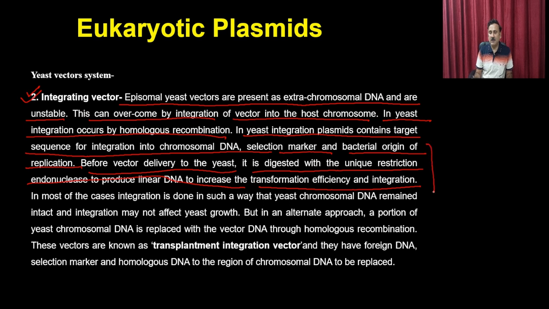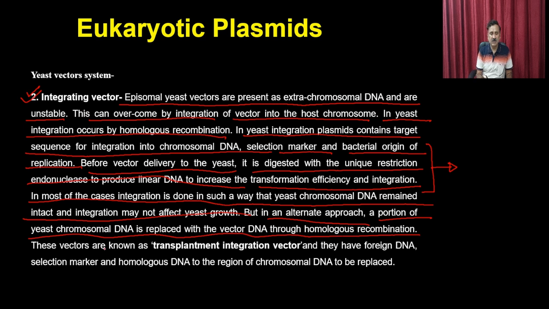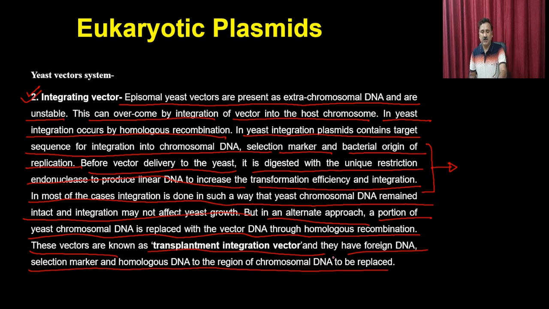This we are going to discuss when we discuss DNA delivery into the host. In most cases, the integration is done in such a way that the yeast chromosomal DNA remains intact and integration may not affect the yeast growth. But in an alternate approach, a portion of the yeast chromosomal DNA is replaced with the vector DNA through homologous recombination. These vectors are known as transplacement integration vectors, and they may have a foreign DNA, a selection marker, and homologous DNA to the region of chromosomal DNA to be replaced.